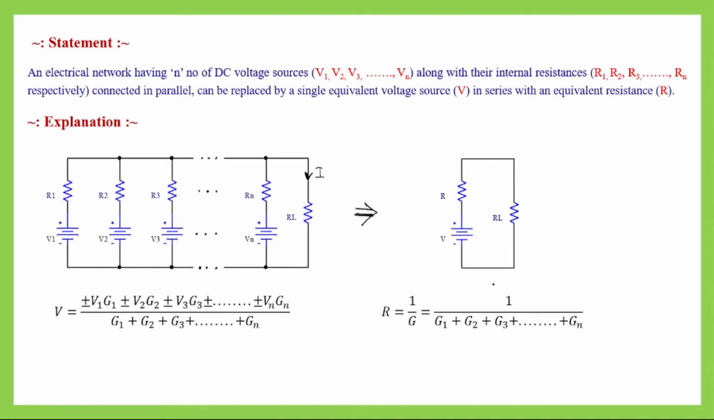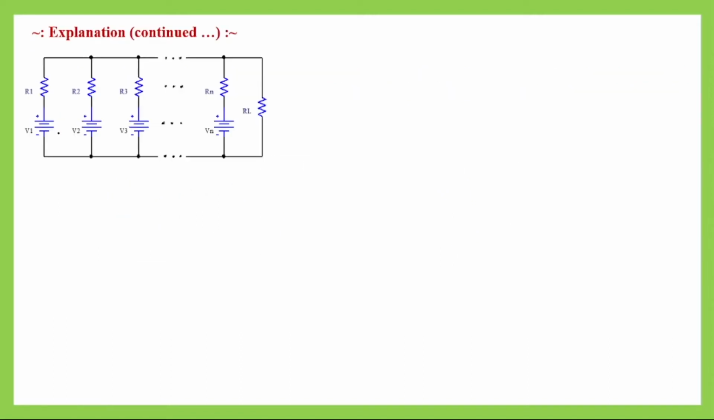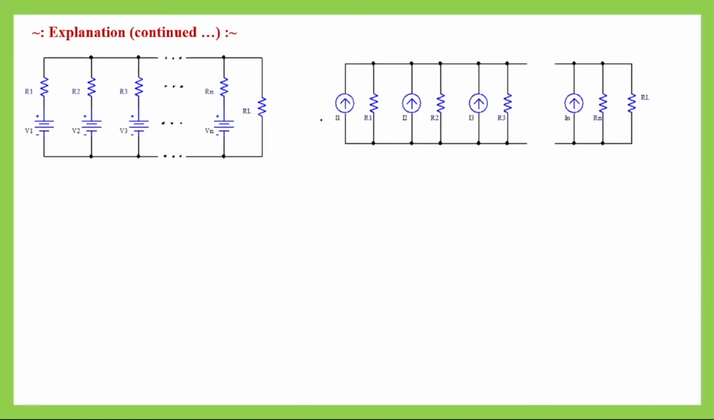Here I have redrawn the same circuit where all the branches are connected in parallel, and apart from this load resistor, in every branch there is a voltage source and there is a resistance which are connected in series. Now we will redraw the circuit by their equivalent current sources and their resistance values.